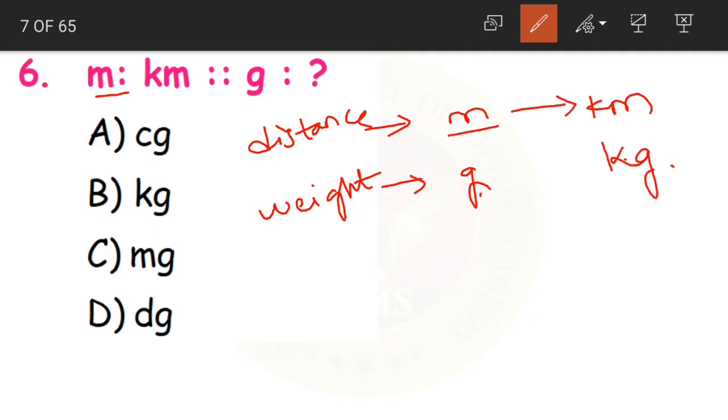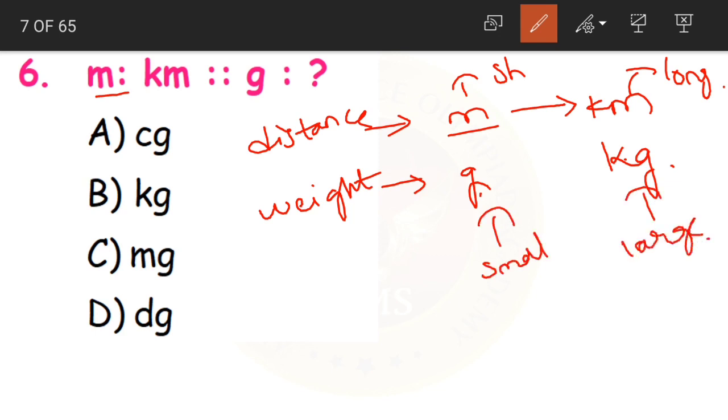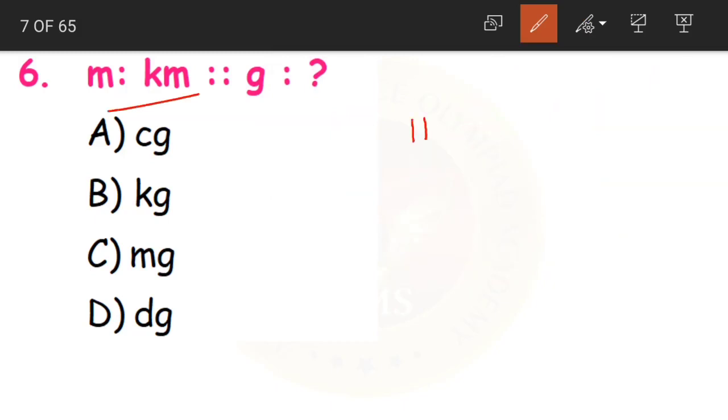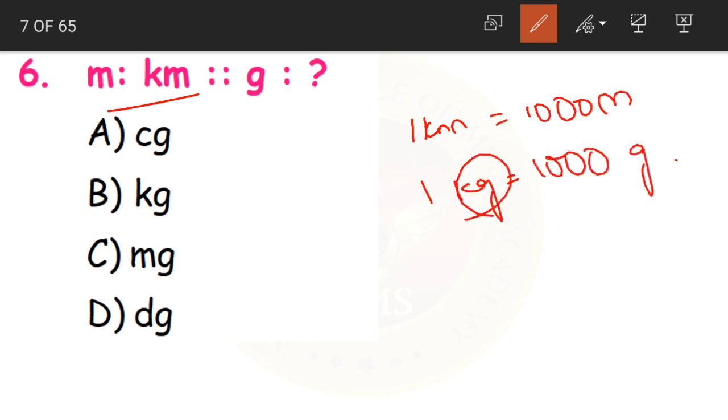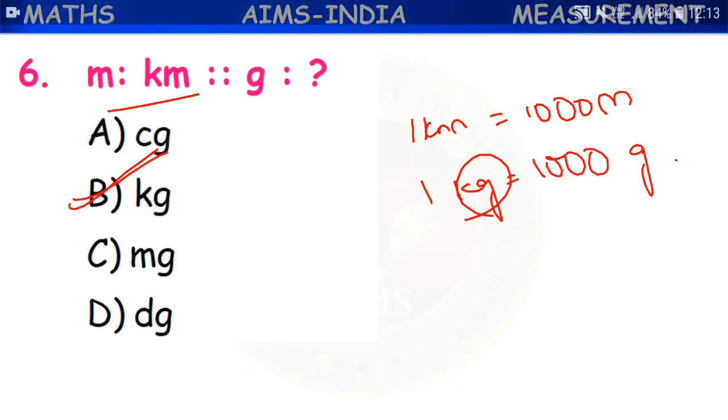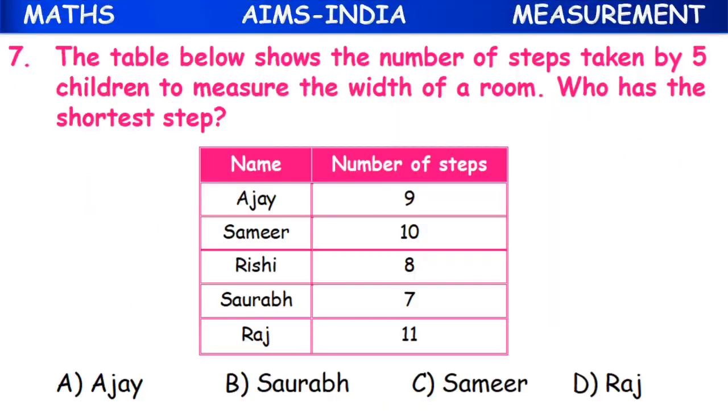Meters is for short distances and kilometers is for long distances. In the same way, grams is for small weights and kilograms is for large weights. So meters is to kilometers as grams is to kilograms. Again, if you study the relationship here, 1 kilometer is equal to 1000 meters. In the same way, 1 kilogram is equal to 1000 grams. So option B, kilograms, becomes our correct answer.